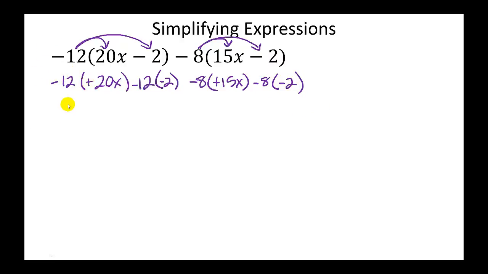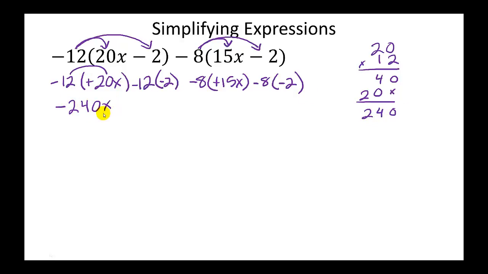So, a negative times a positive is a negative. 12 times 20x. A negative times a positive is a negative. We now have 12 times 20x. Well, doing multiplication, we get 2 times 0 is 0, 2 times 2 is 4. We have 1 times 0 is 0, and 1 times 2 is 2. Adding together, we get 240. So we have a negative 240x.